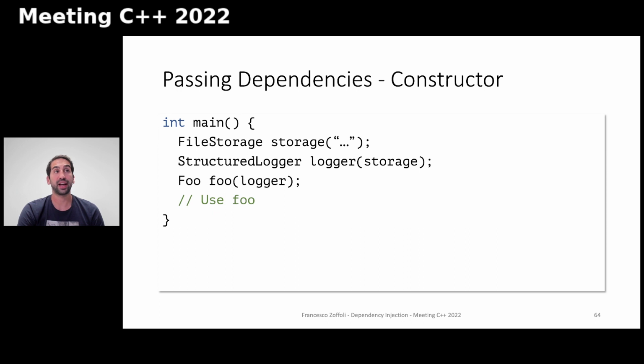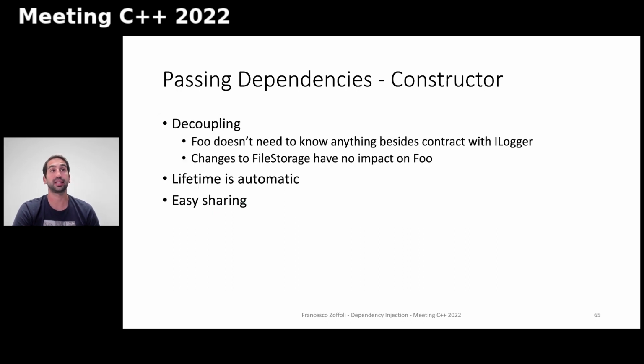And the advantage of this is there's decoupling. So foo doesn't need to know anything besides the contract with iLogger. The other advantage is that changes to file storage have no impact on foo. So let's say, for example, that file storage needs a new parameter.